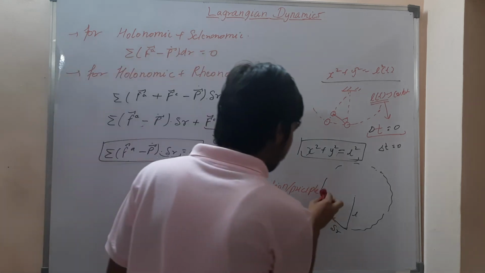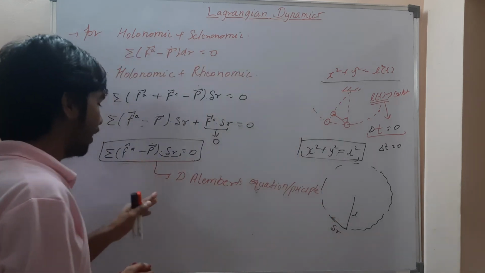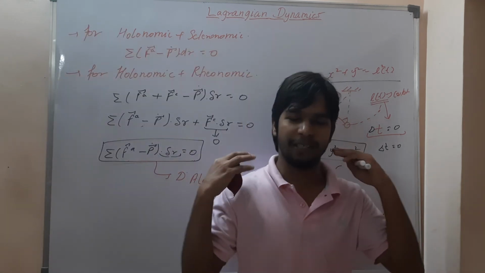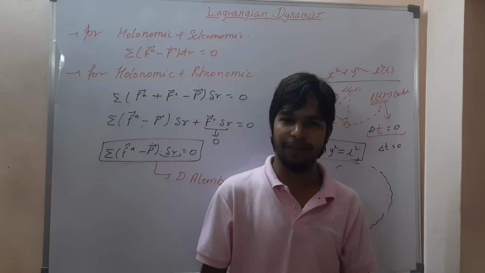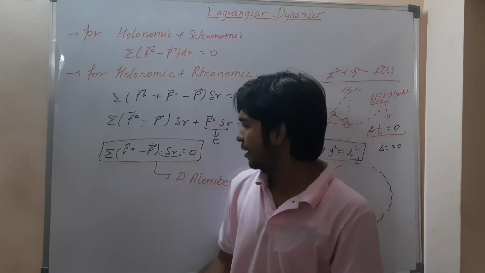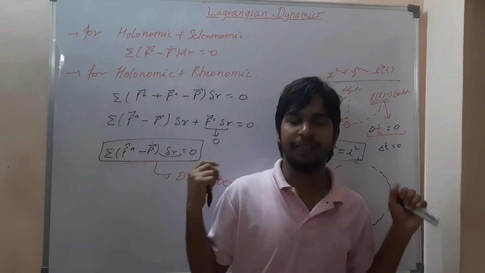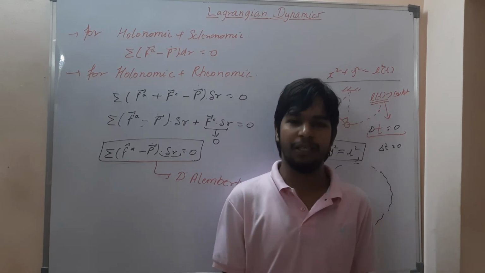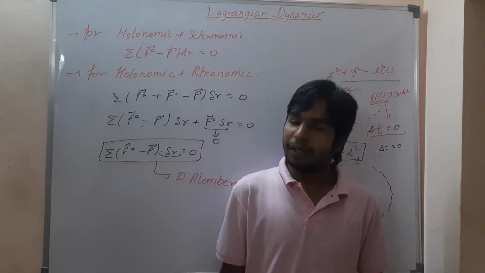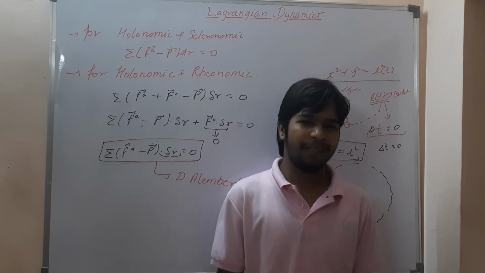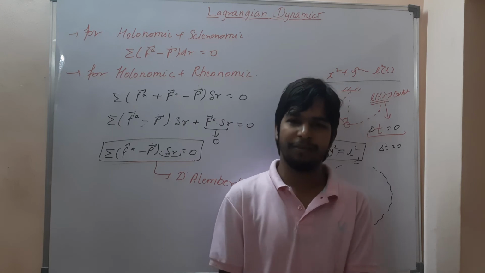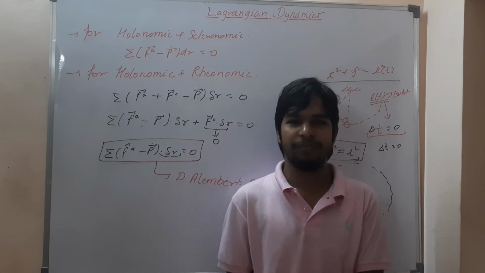Because we removed the force of constraint. If it is holonomic, whether scleronomic or rheonomic, whatever, we can remove the force of constraint directly. No need to consider whatever force of constraint is there. For holonomic constraints, we can remove it directly. So this is our benefit. But as there is some benefit, there will be a disadvantage also.